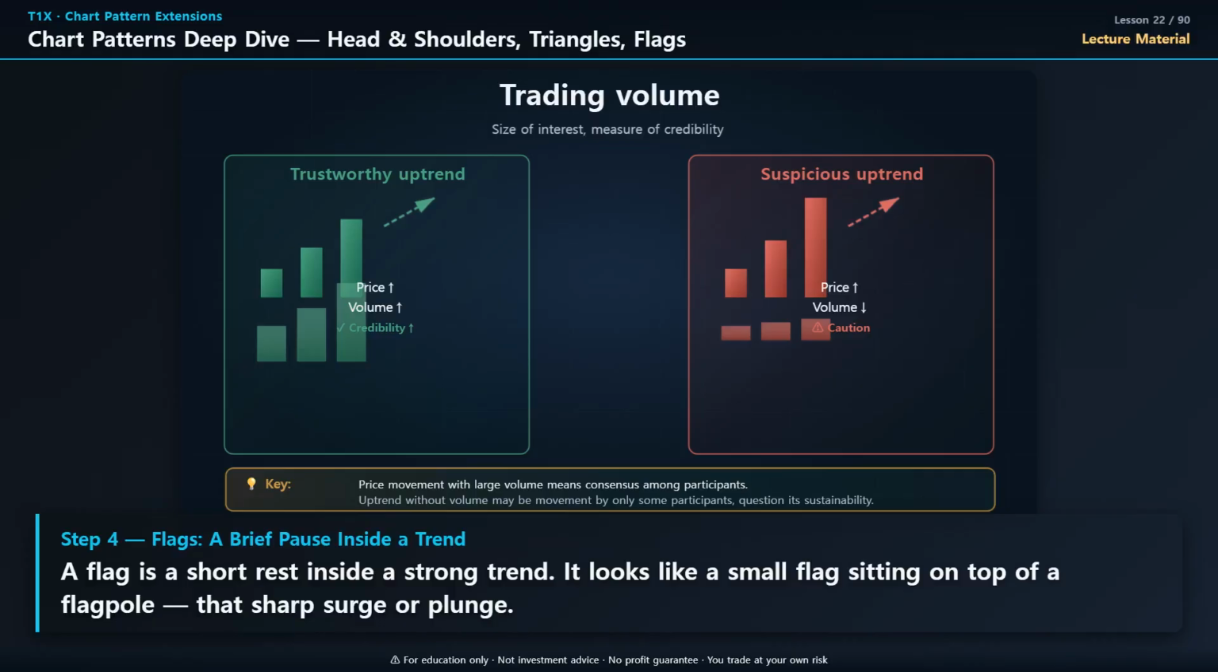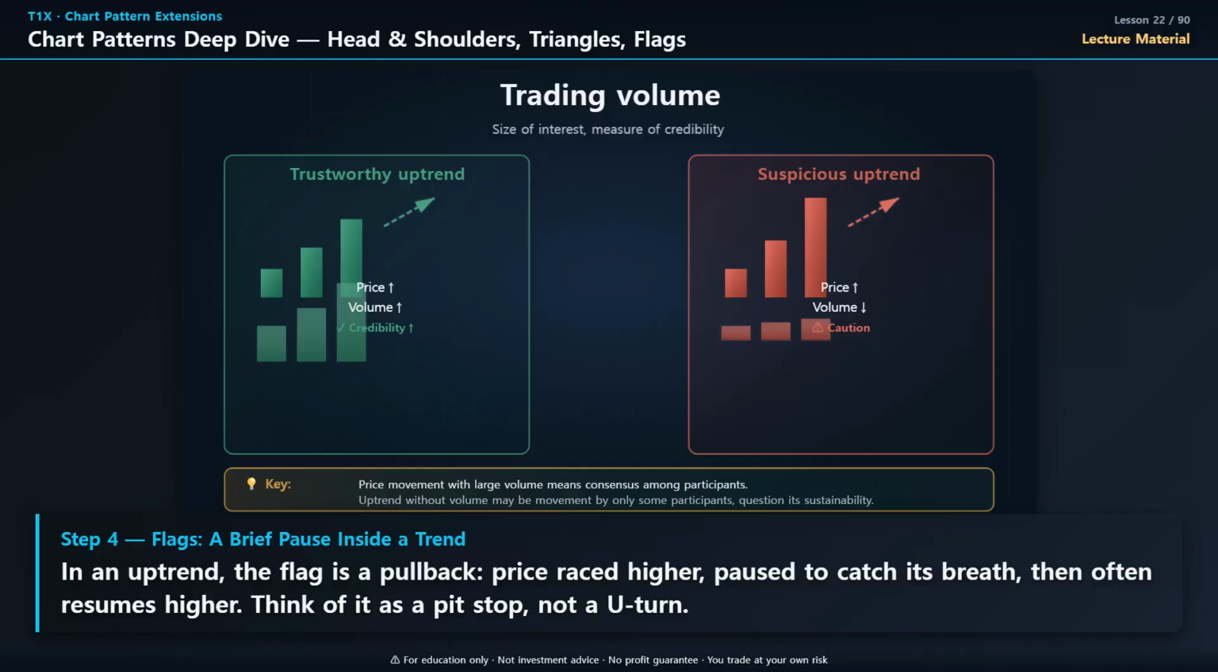A flag is a short rest inside a strong trend. It looks like a small flag sitting on top of a flagpole, that sharp surge or plunge. In an uptrend, the flag is a pullback. Price raced higher, paused to catch its breath, then often resumes higher. Think of it as a pit stop, not a U-turn.